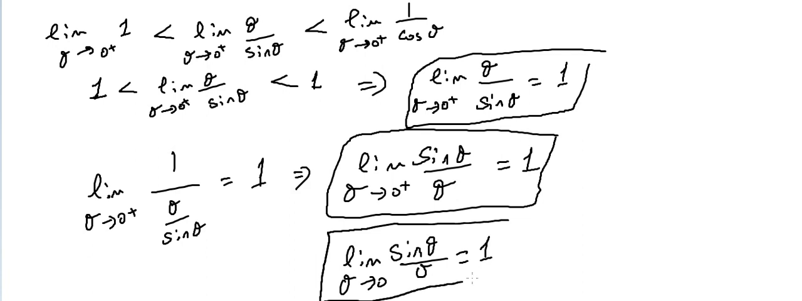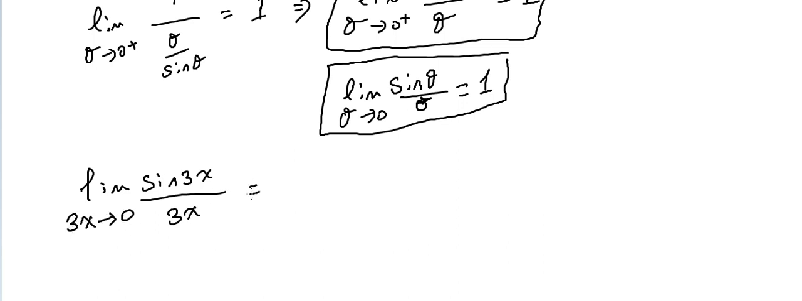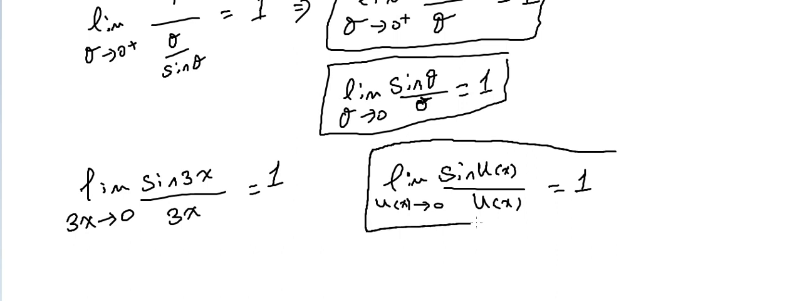We can use it as a rule, but we have to pay attention to something very important: theta can be any expression. When we use the limit of sine 3x over 3x as 3x approaches 0, that is the same thing and we can take it equal to 1. So the final thing I want to say is that the limit of sine u(x) over u(x), where u is a function in x, as u(x) approaches 0, is equal to 1. Thank you for listening, and end of video 11.